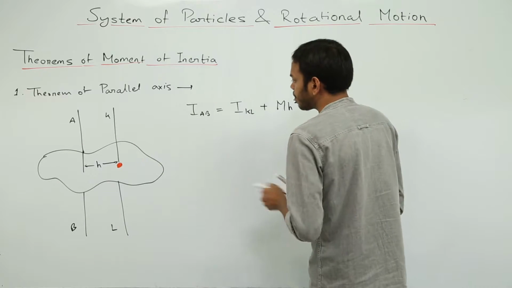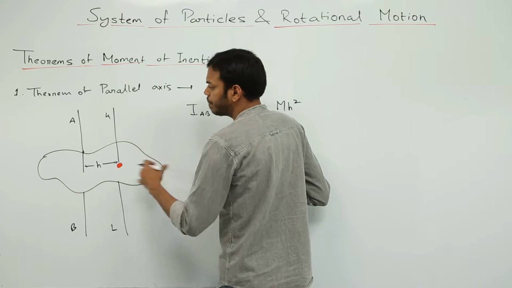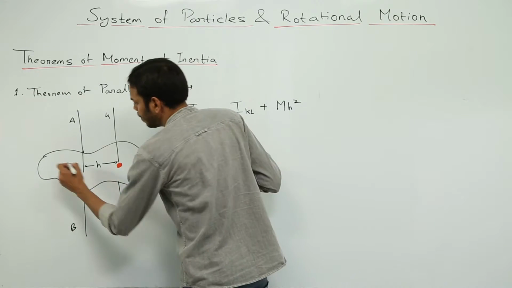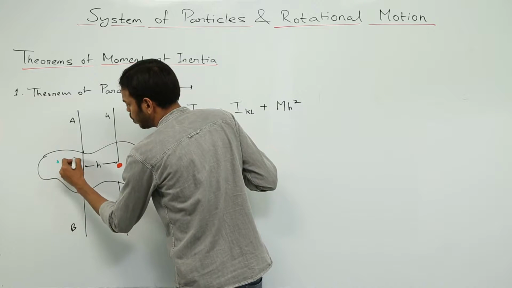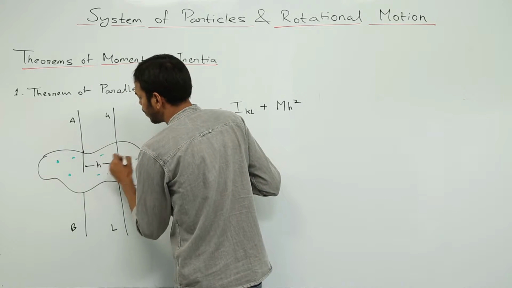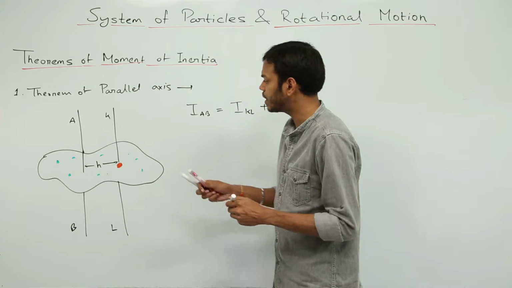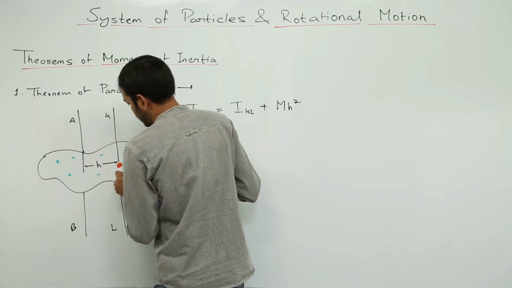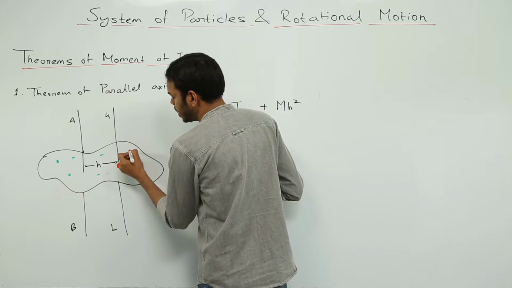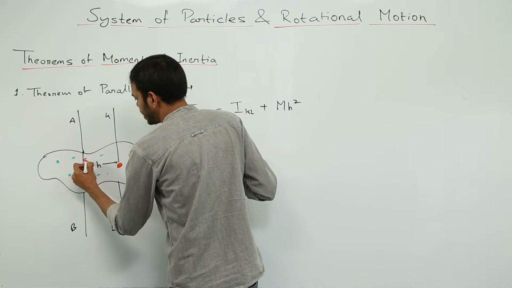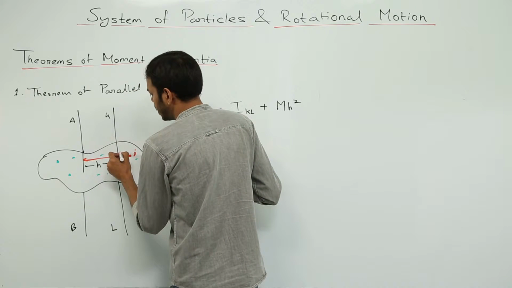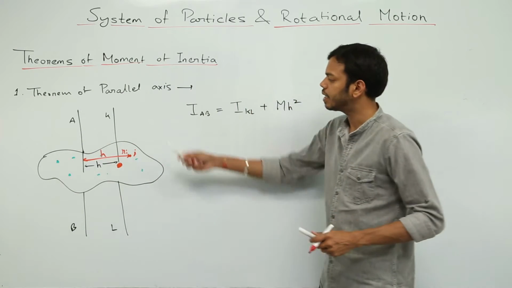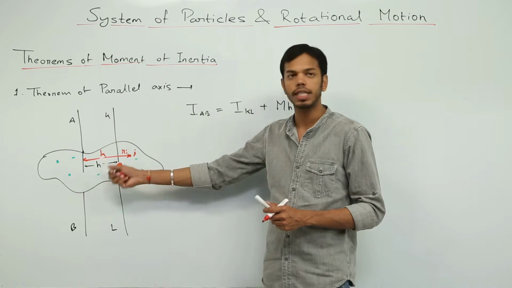First of all, consider a general particle. Since this body comprises n number of particles of various masses m1, m2, m3 at many other distances r1, r2, r3 and so on, we have considered just one particle. Let us say that particle be this, the ith particle. Consider its distance from KL to be ri, so the distance from AB would be h plus ri.